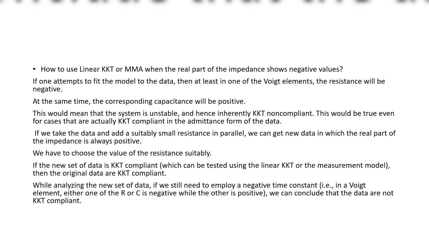But another method is, how to do that in linear KKT and the measurement model approach. If I have data where the real part of the impedance is negative, and I try to fit the model using an electric circuit, such as a Voigt element or any equivalent circuit, what will happen? I can get one of the resistances as a negative value, and at the same time my capacitance will be positive, based on the fitting done.